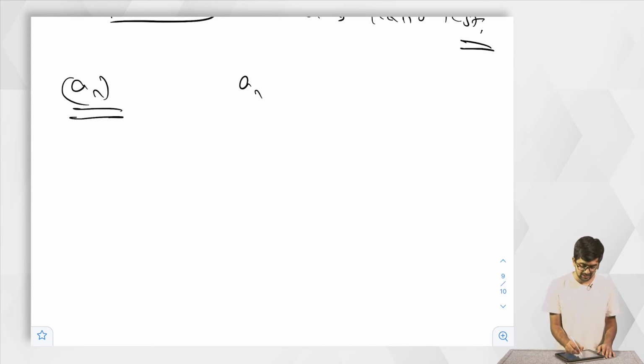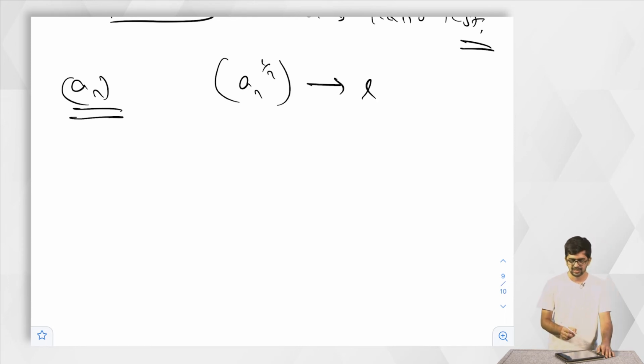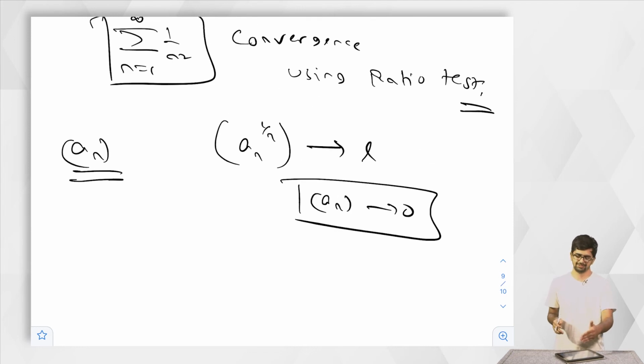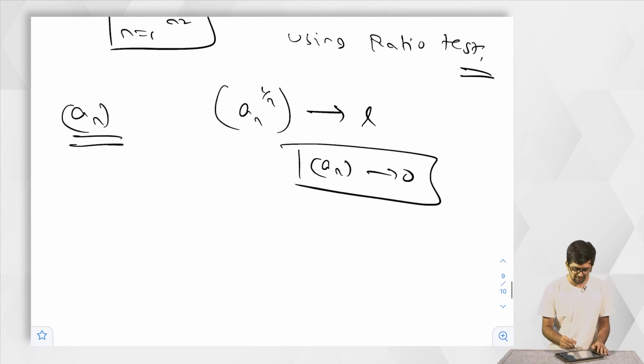Let me show that. Let us take a series of non-negative terms. Consider the following: an power 1 by n. Suppose this goes to L. Then I am claiming that an goes to 0. The trick is the same trick. Whatever we have used for the ratio, we are using the same thing for this also. How do we know that? Let us do the following.